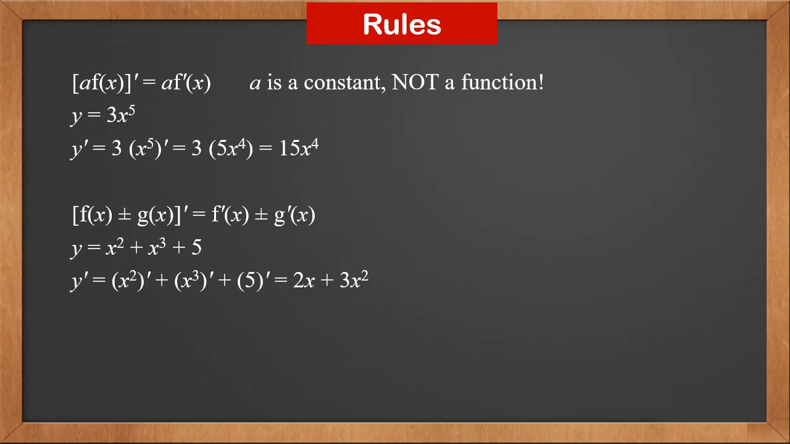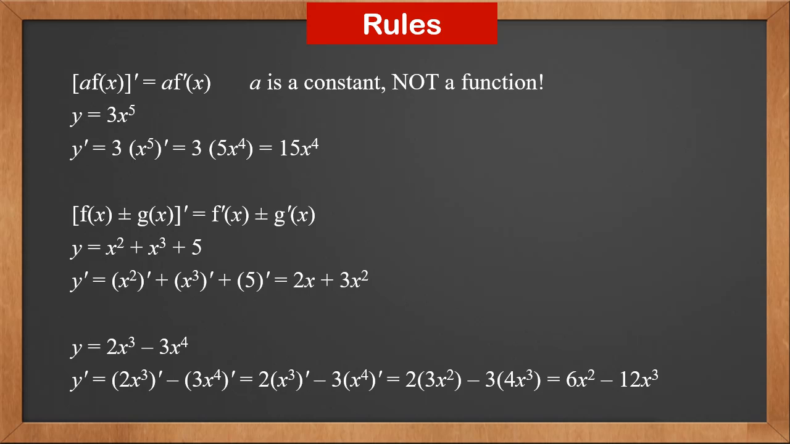We can also use both rules to differentiate a function. For example, y is 2x cubed minus 3x to 4. Y dash is 2x cubed dash minus 3x to 4 dash. This is 2 times x cubed dash minus 3 times x to 4 dash. It is 2 times 3x squared minus 3 times 4x cubed, which is 6x squared minus 12x cubed.